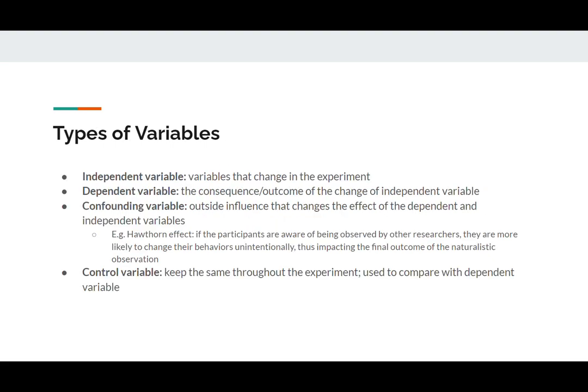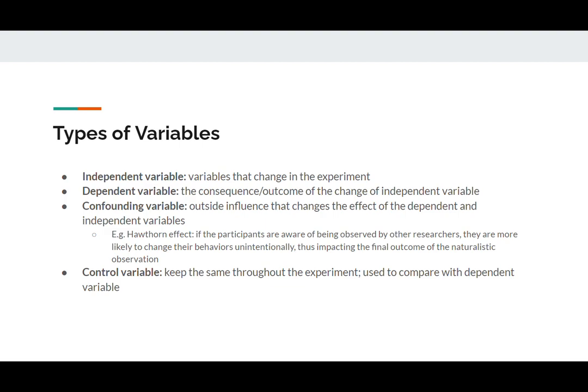This will also be mentioned or taught in other science classes. So we have independent variables, which is the variable that changes in the experiment. If you draw a graph, this will be on the x-axis. And then we have the dependent variable, which is the consequence or the outcome due to the change of the independent variable. On the graph, this will be on the y-axis.